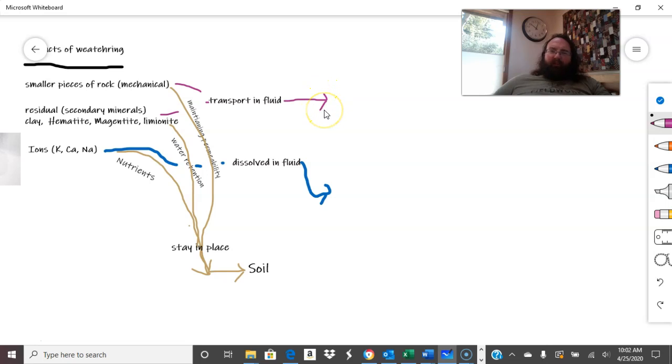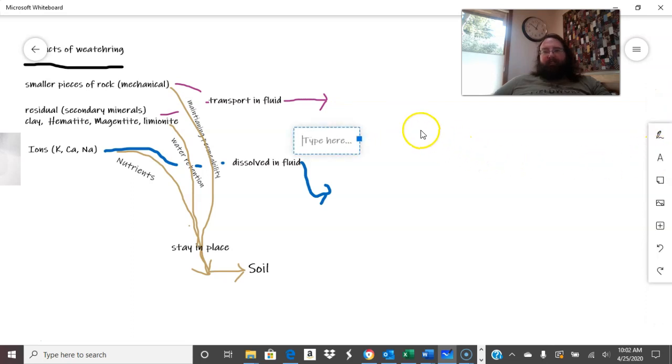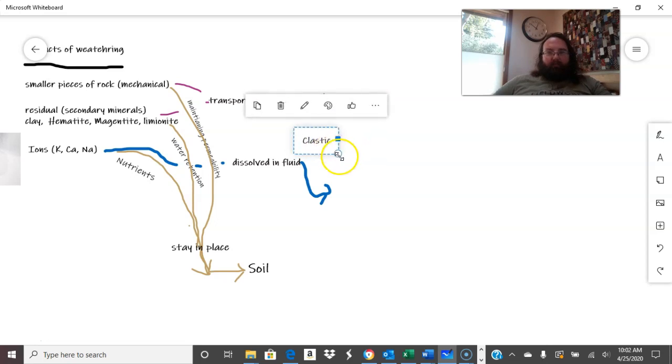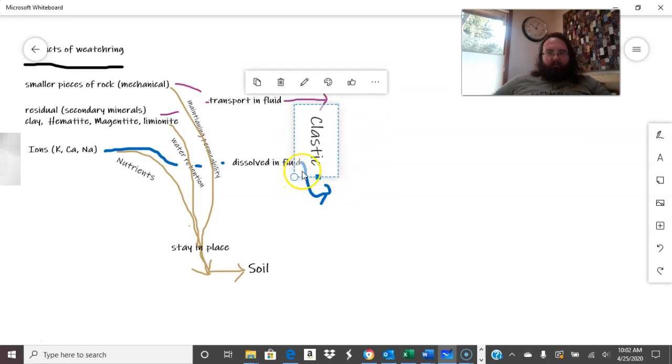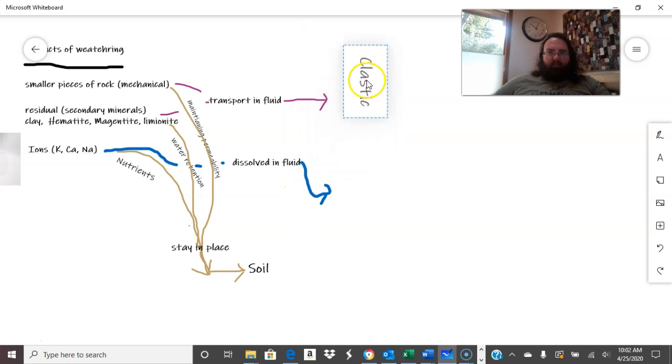And so what you're now getting here is starting to form the basis for the major classes of rocks, so sedimentary rocks and sediments. So if your sediment is composed primarily of smaller pieces of rock and residual minerals, you're going to be known as what's called a clastic sediment. Whereas if you're primarily transporting ions, you're going to be either chemical or biochemical.